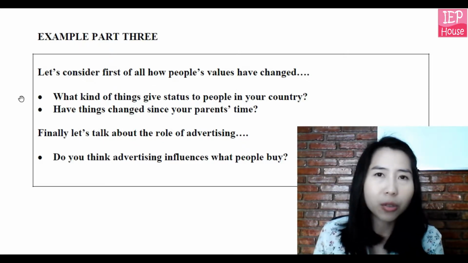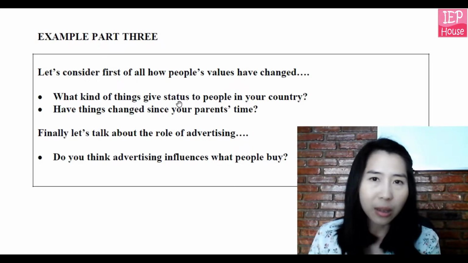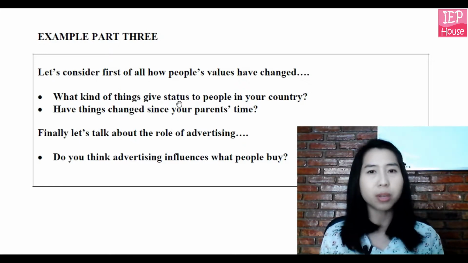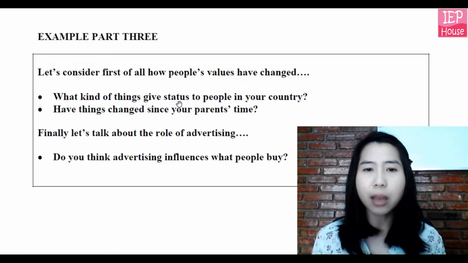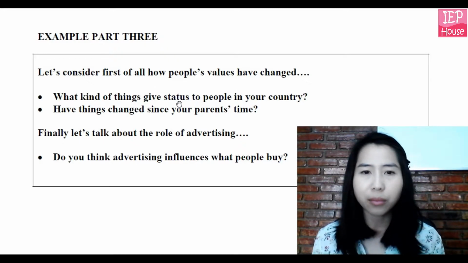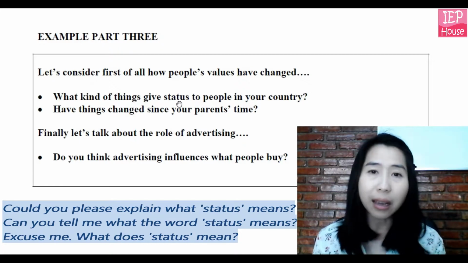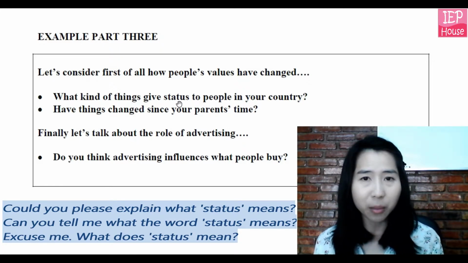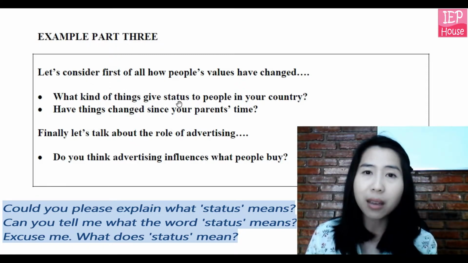In part 3, if you don't understand the word status, for example, you can ask the examiner to explain this word to you. In part 3, the examiner is allowed to help you with a word in a question. For example, the word status here. You can ask, could you please explain what status means? Or, can you tell me what the word status means? Or, excuse me, what does status mean?